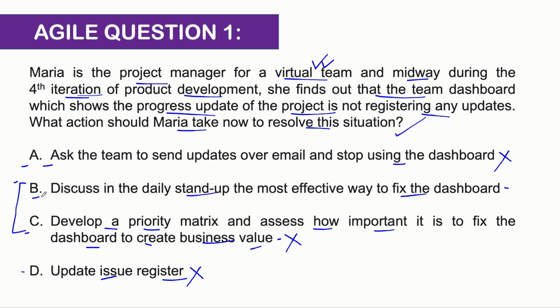And the correct answer to this question is option B, which is you need to discuss this issue in a daily stand-up, because in the daily stand-up, you talk about risks, you talk about impediments which will affect your plan for the next 24 hours, right? So B is a very good choice, guys. Discuss this issue in the daily stand-up as the most effective way to fix the dashboard. So the correct answer to this question is option B. I hope you learned something new with this question, guys. And now you know what kind of questions to expect from Agile in your PMP exam.